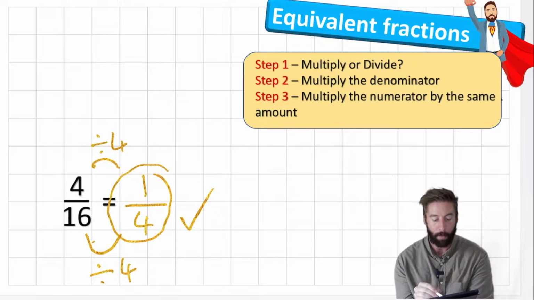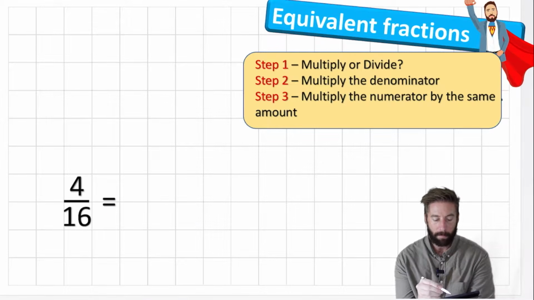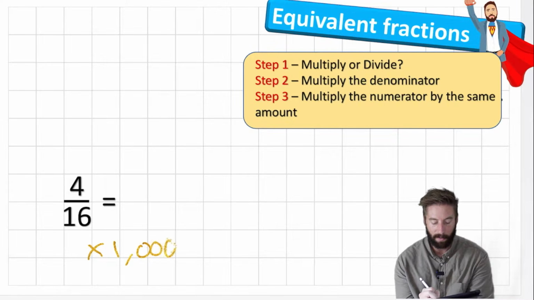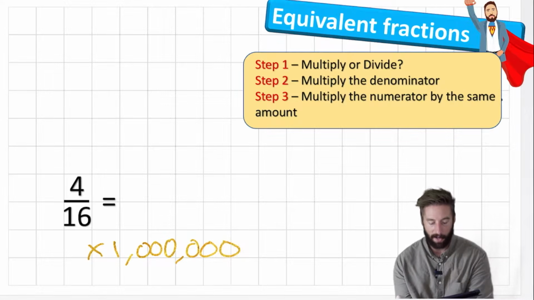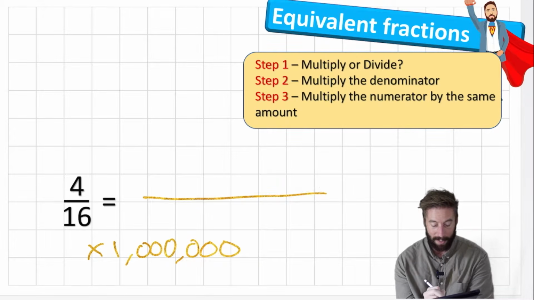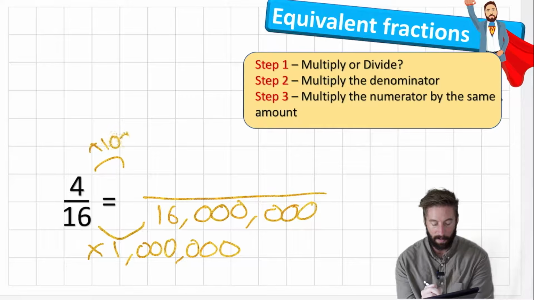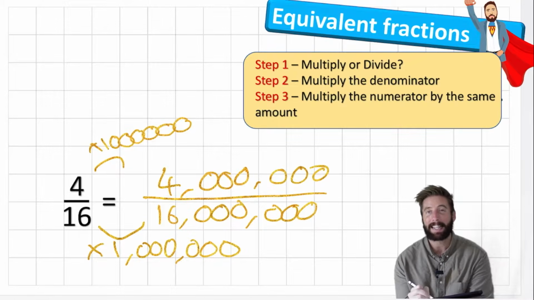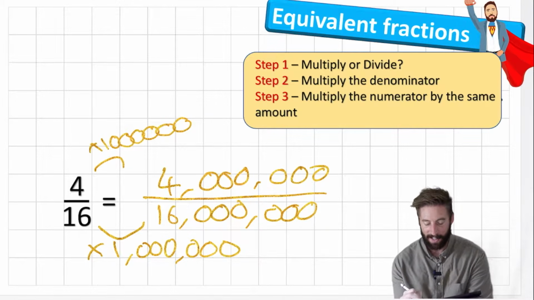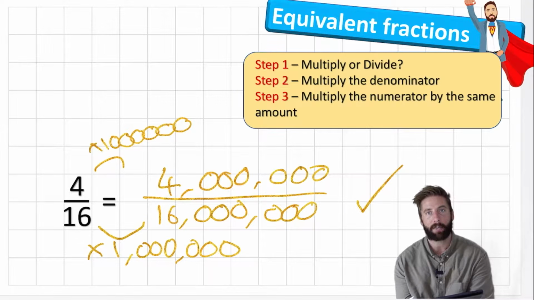Let's do one more where we multiply. Let's do a crazy one. Let's multiply by 1,000,000. Crazy. Okay, so 16 times 1,000,000 is 16 million. And 4 times 1,000,000 is 4 million. So 4,000,000/16,000,000 is an equivalent fraction. Looks pretty crazy though, right?